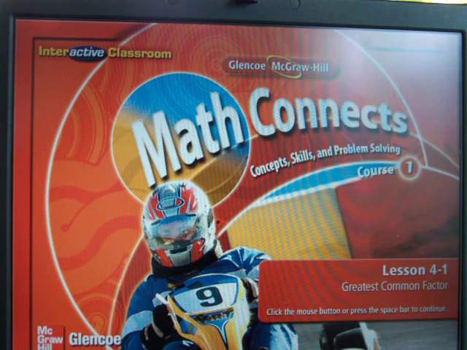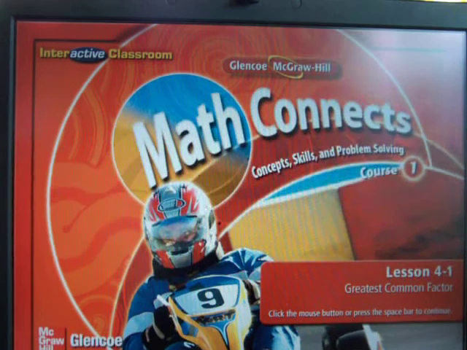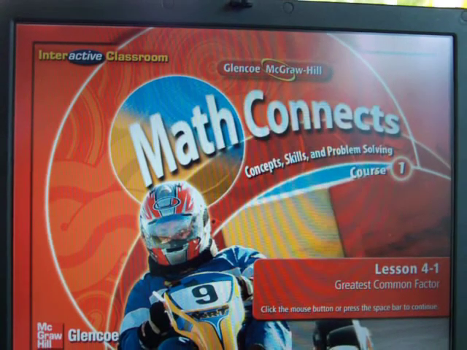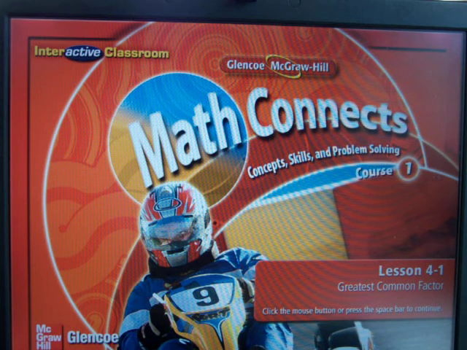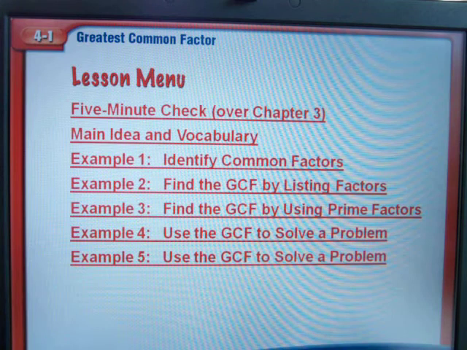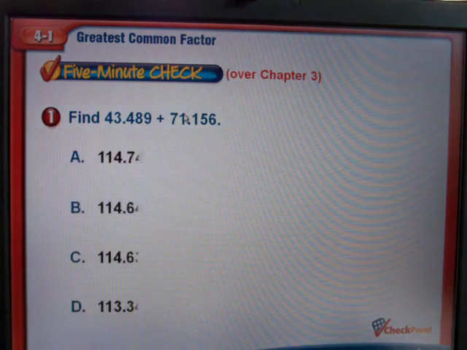Alright, this begins Chapter 4, Lesson 1, Dealing with Greatest Common Factor. And I apologize, I'm going to kind of move things around because I have this terrible wicked glare going, and I'm really trying to minimize that. So, I apologize. I think I'm fixed now. So, dealing with greatest common factor. But before we get into that, let's see how much you remember from Chapter 3.